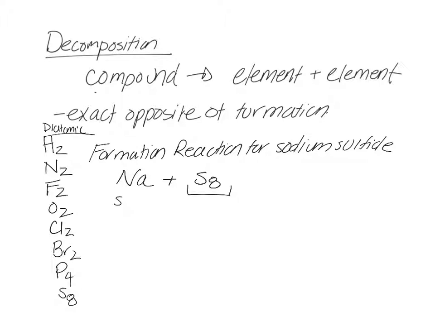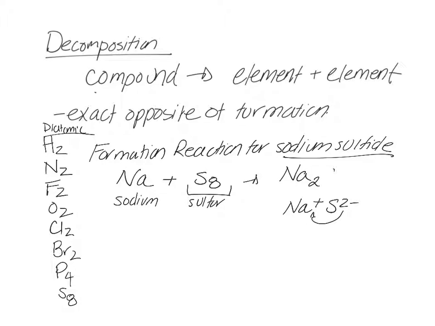So this is sodium, this is sulfur, and it's going to make sodium sulfide. So that is Na, and if I look at my table of ions, I see that Na is positive, sulfur is 2 negative, so the 2 goes down here. So I get Na2S is the formula.